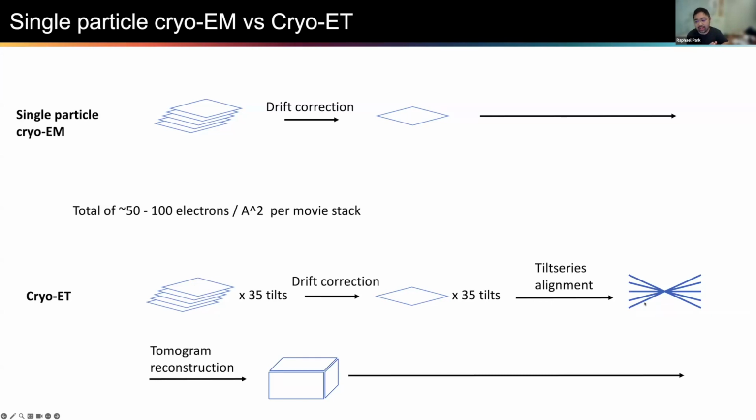So we have to align these images one to the other so that we can have a smooth transition from one image to the other. And once you have a reasonably well-aligned tilt series, this goes into tomogram reconstruction. Now you have what we call a 3D tomogram. So those are the fundamental differences between single particle cryo-EM and cryo-ET.